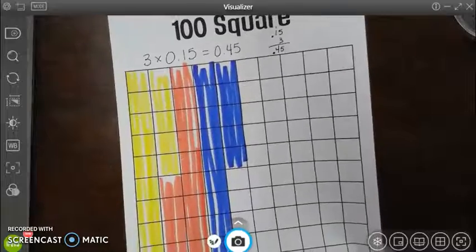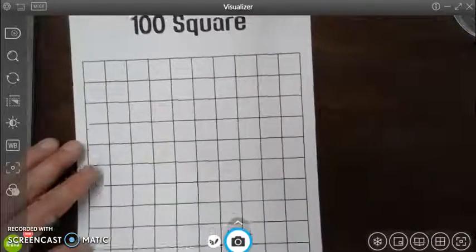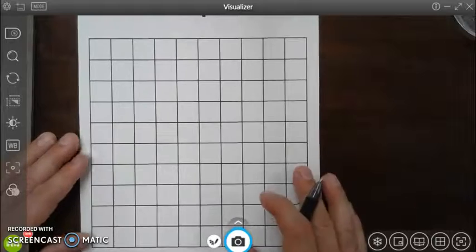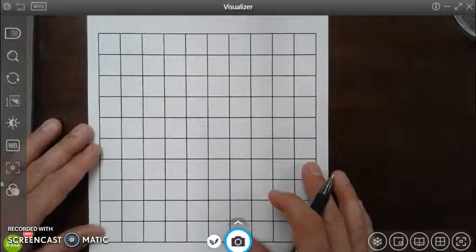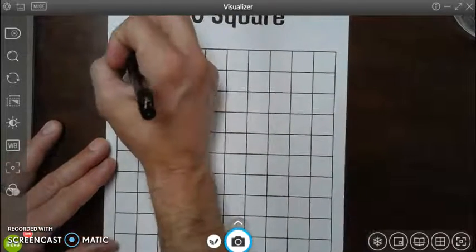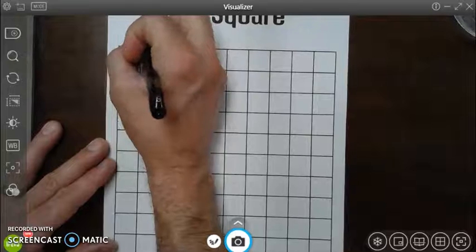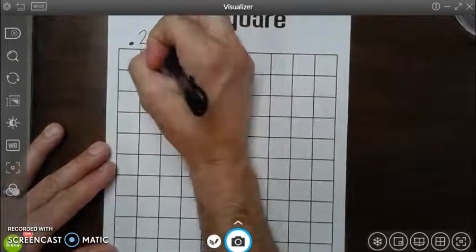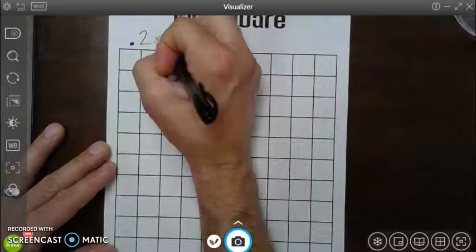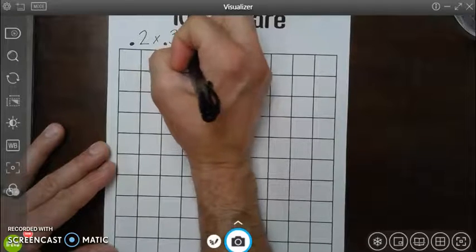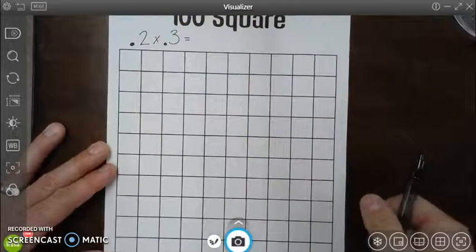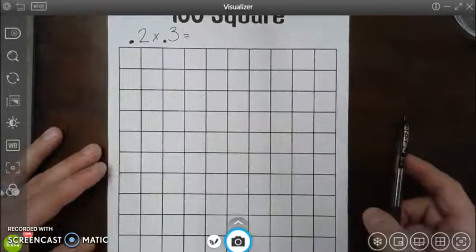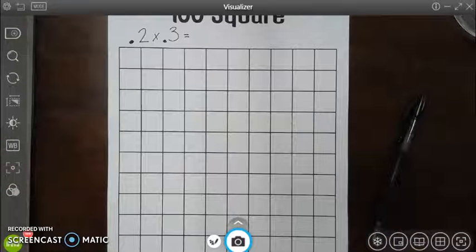Very similar thing for decimals multiplied by decimals. So if we have something like, let's say, 2 tenths times 3 tenths, what does that equal? Let's see if we can figure it out graphically.